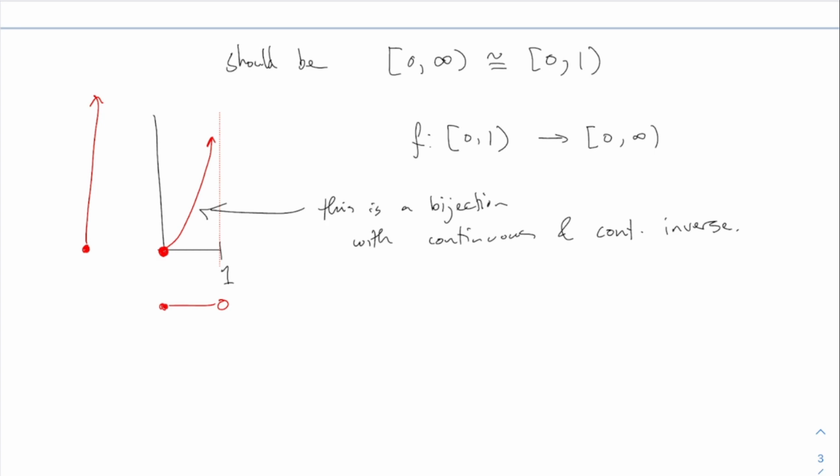I didn't say that very well grammatically. We don't really say "with continuous." I should have said this is a continuous bijection with a continuous inverse. All right. Now it is a little unsatisfying maybe because I didn't write a formula for that.